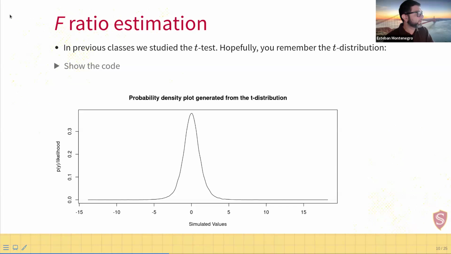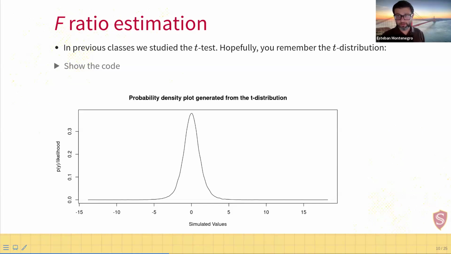Remember that in the t-test, we were using the t-distribution, right? I told you that the t-distribution is a better distribution in order to account for differences between groups, right? And that's why we use it. We use the t-distribution, and that's why the name of the t-test is t-test, right?